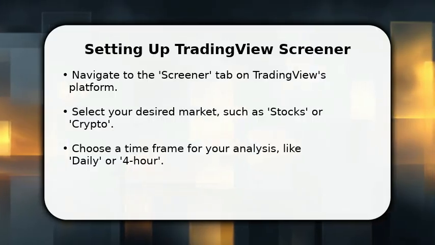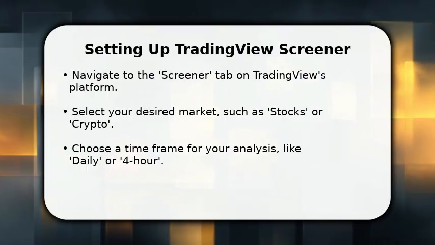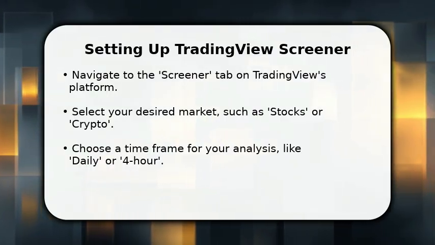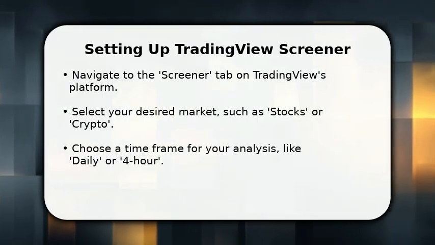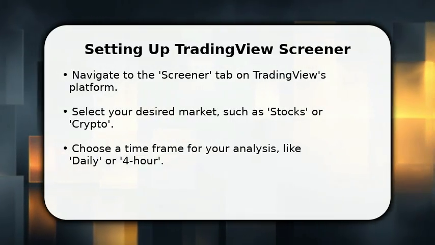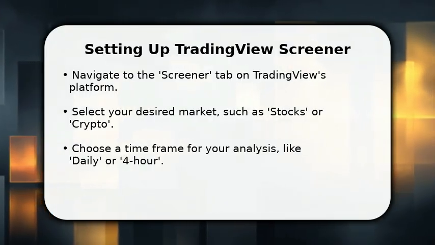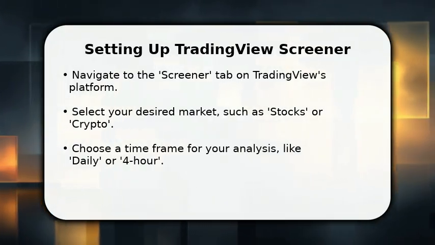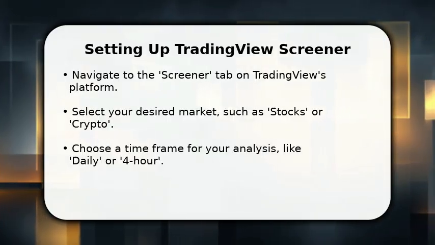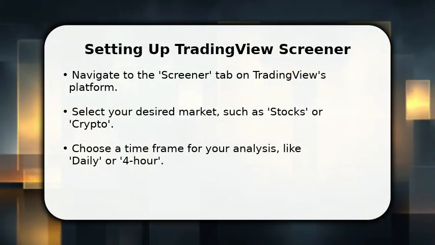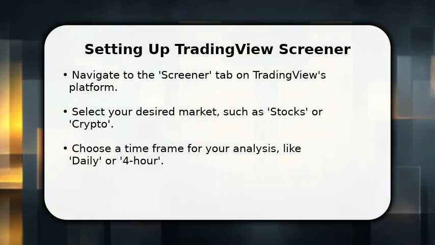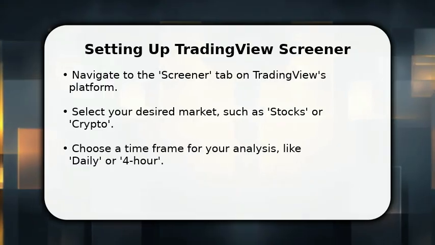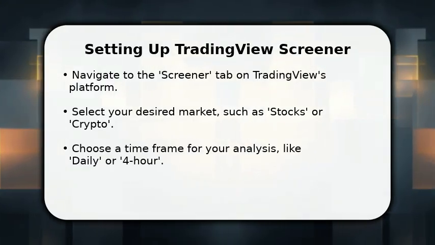In this video, I will explain how to set up a TradingView screener. First, open TradingView and locate the Screener tab, usually found at the bottom of the page or under the Products tab. Next, select the market you wish to analyze, such as stocks, forex, or crypto. Finally, choose your preferred time frame, like daily or weekly, to align with your trading strategy. This initial setup is crucial for effective market scanning.